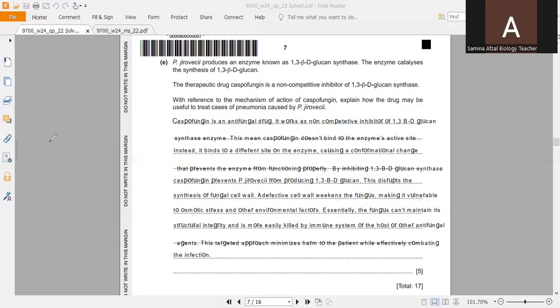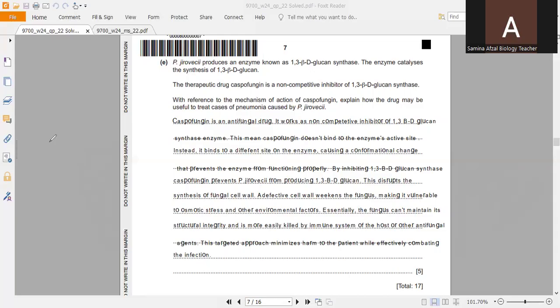And what is non-competitive inhibition? In that case, the substrate is not attached to the active site of the enzyme. It attaches itself anywhere on the enzyme, due to which the shape of the enzyme is changed, and the formation of the enzyme-substrate complex cannot take place. So here we can say that it binds to a different site on the enzyme, causing a conformational change, so it prevents the enzyme from functioning properly.